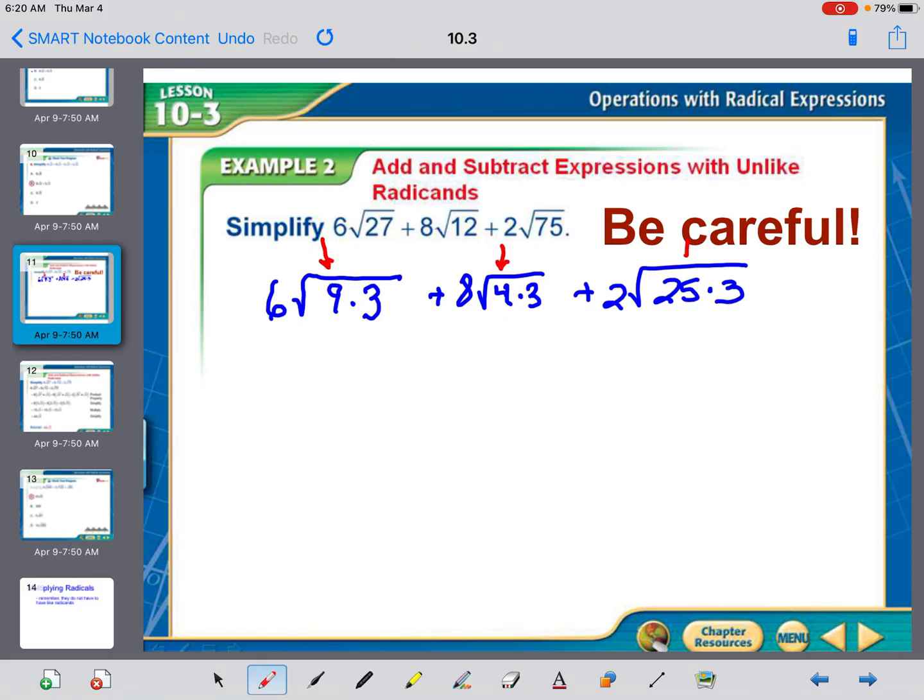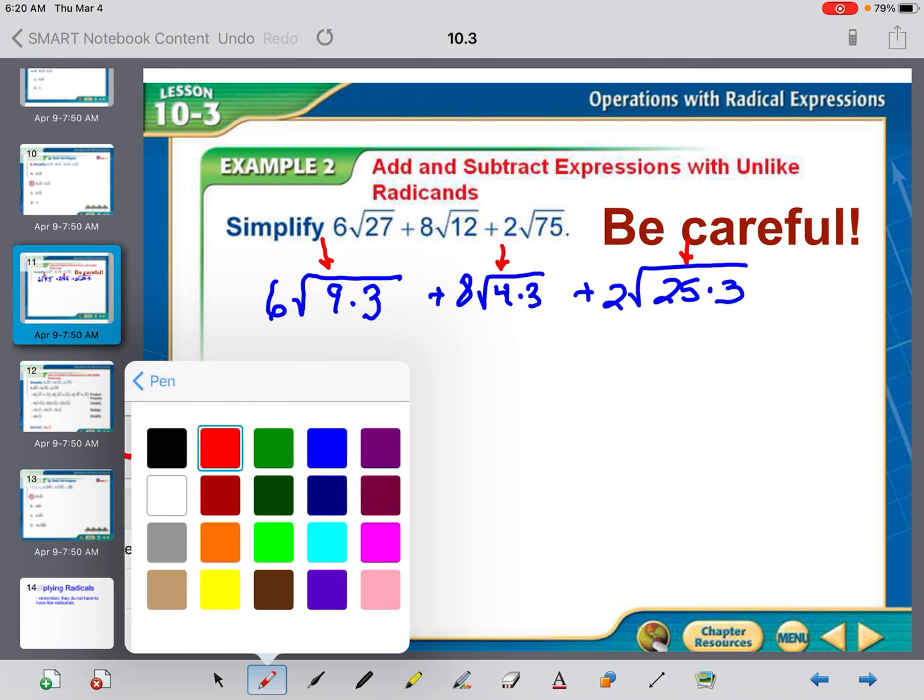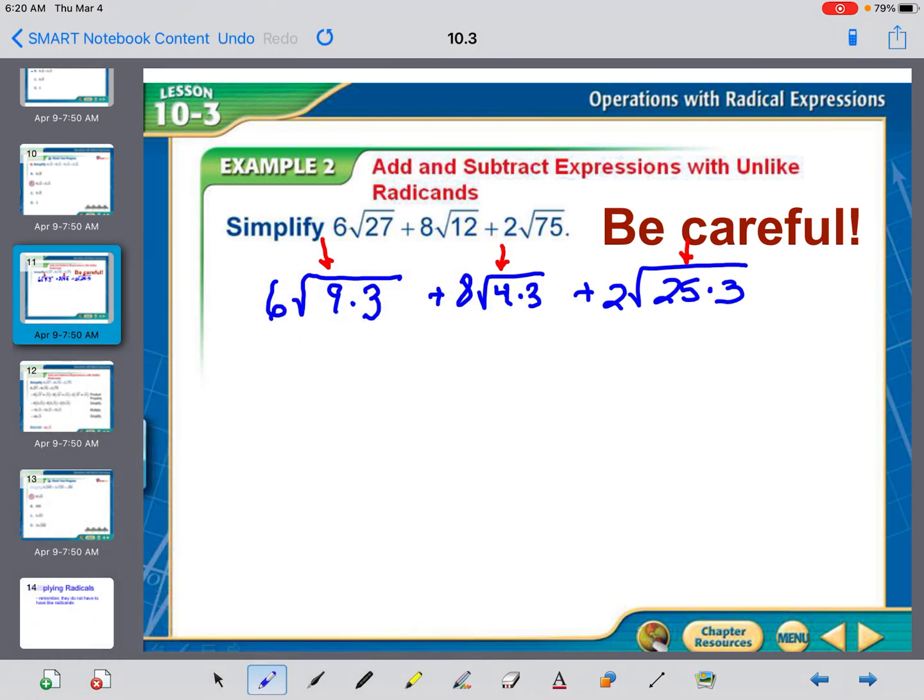So you can see the 9, the 4, and the 25. So that's drawing off the previous work that we did in the earlier section, showing us how to do that. So, that being done, this square root of 9 is 3. Bring it out with the 6, you get 18, because it's multiplication here. We're left with the square root of 3.